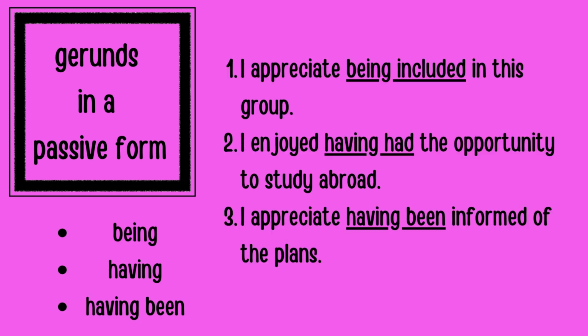Okay, our last slide talked about going to do something in the future. Now we'll look at gerunds in a passive form, or something that already passed. You may see the words being, having, and having been used in this example. Number 1 says, I appreciate being included in this group. Number 2, I enjoyed having had the opportunity to study abroad. I enjoyed something that already happened. And number 3, I appreciate having been informed of the plans.